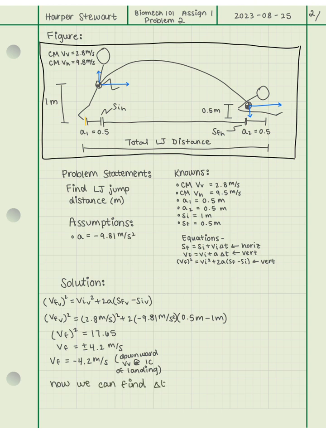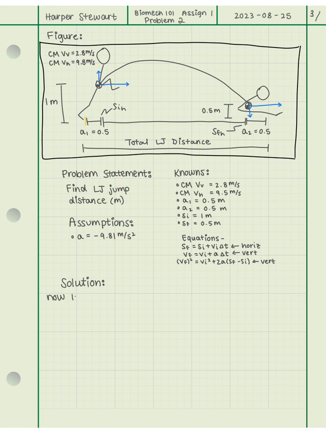Then, once we have that, we can also find the change in time using our other equation. So we're going to plug in that negative 4.2 meters per second and set that equal to 2.8 meters per second, which was our initial vertical velocity. And then we know the acceleration due to gravity, and we're able to rearrange that equation and solve for the change in time, which is going to give us a value of 0.714 seconds.